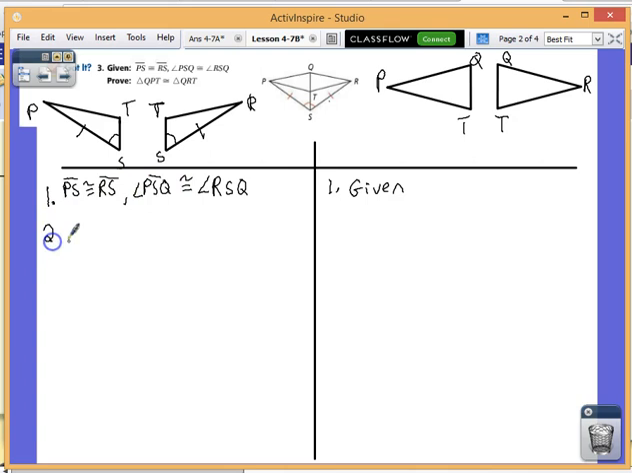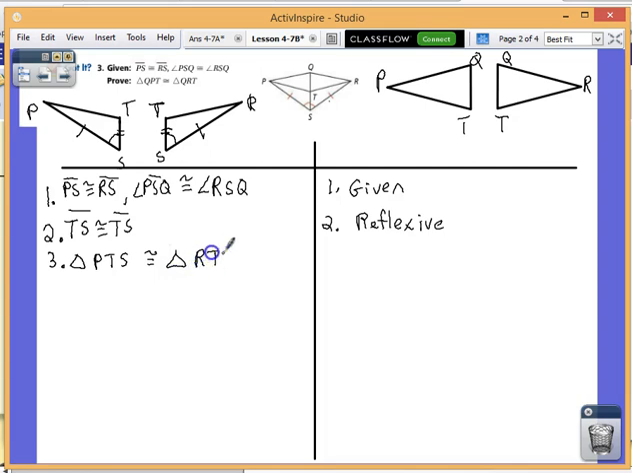Yeah, I'm hearing TS is congruent to TS. And what's the reason for that? Reflexive. Right, they share this side, so those two sides would be congruent. And now, do I need any other information? Nope, now those triangles are already congruent. So that's going to be triangle PTS is congruent to triangle RTS. And what would the reason be? Side angle side. We okay with that?